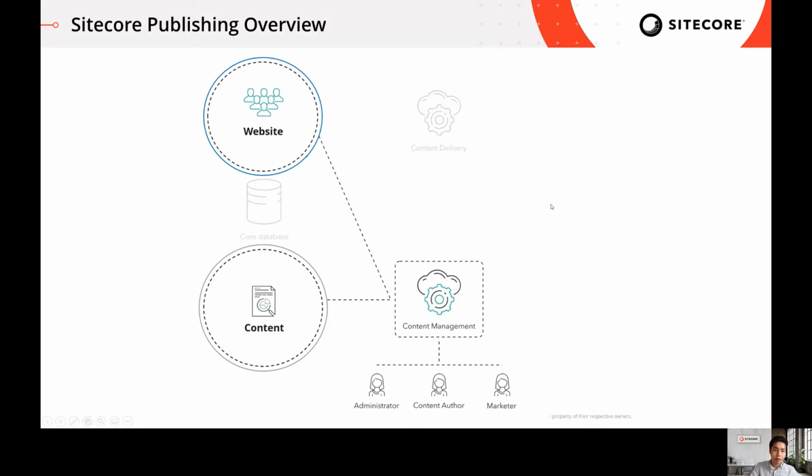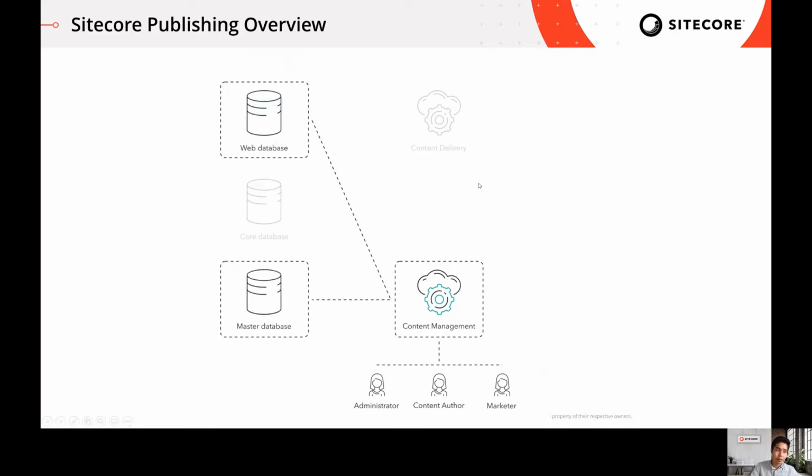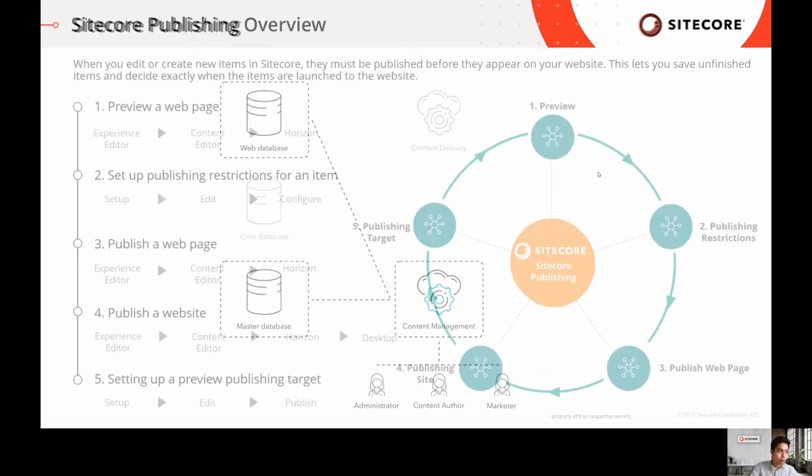To give you an overview, publishing is the act of making appropriate content available or unavailable to the public-facing side of your website. That means when publishing content, you're triggering the content management environment to copy the items from the master database to the publishing target, the web database. You can do this with two different operations, manually or automated. We'll go into more detail in a minute.